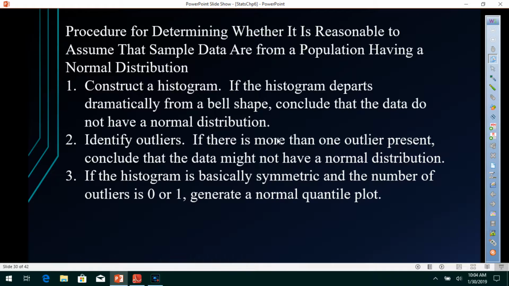Procedure for determining whether it is reasonable to assume that the sample data are from a population having a normal distribution. Construct a histogram, which we did just a second ago. If the histogram departs dramatically from a bell shape, conclude that the data do not have a normal distribution.